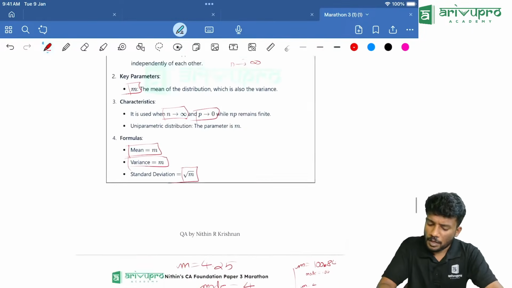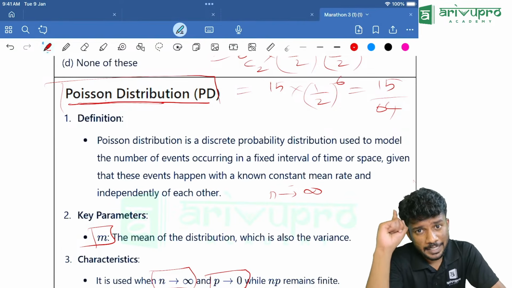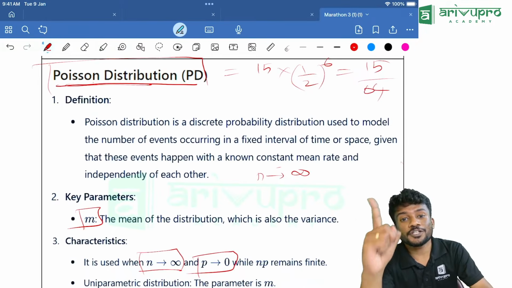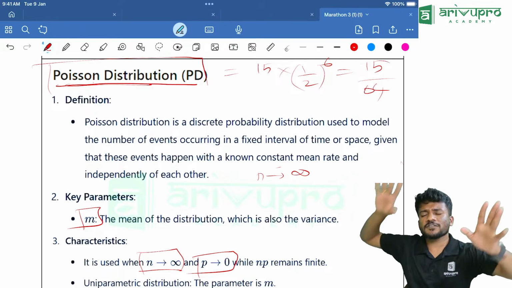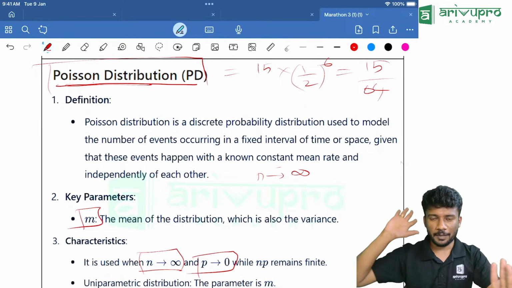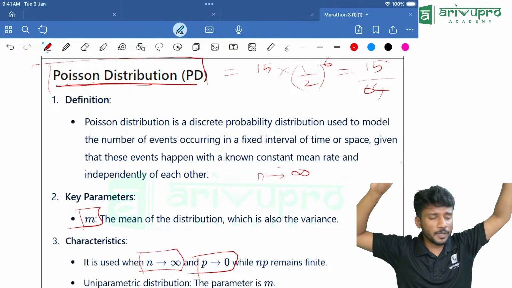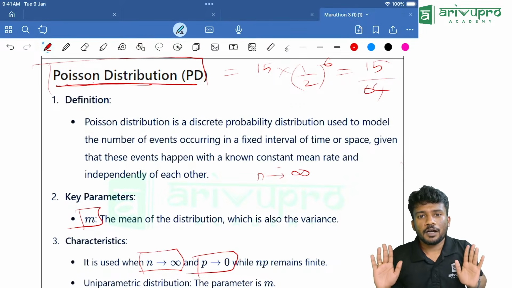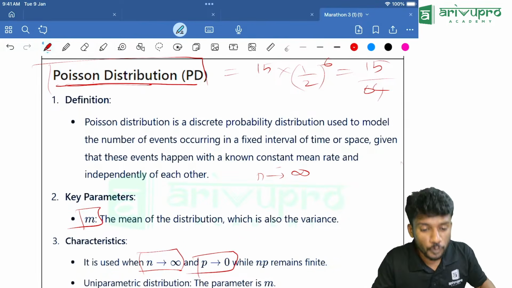Now people, how many parameters are there in the binomial distribution? Two parameters. How many parameters are there in the Poisson distribution? There is only one parameter. So a question comes like this: which of the following is a discrete probability distribution with one parameter? You should think that in discrete, two are there: one is binomial, one is Poisson. Poisson has one parameter, and binomial has two parameters.